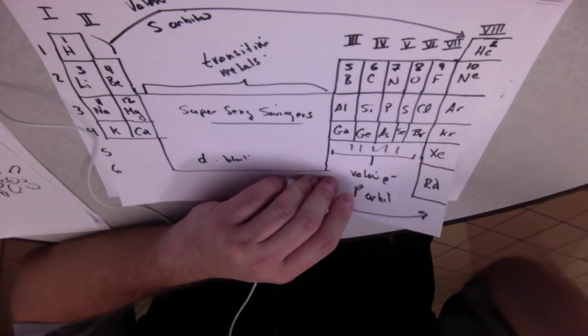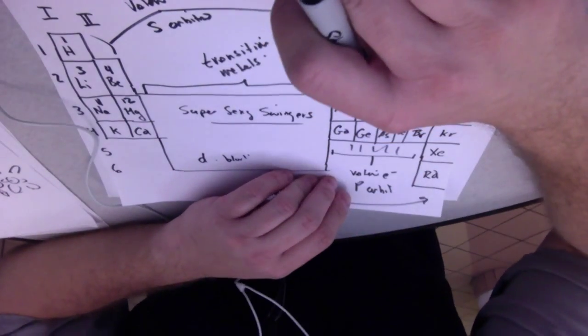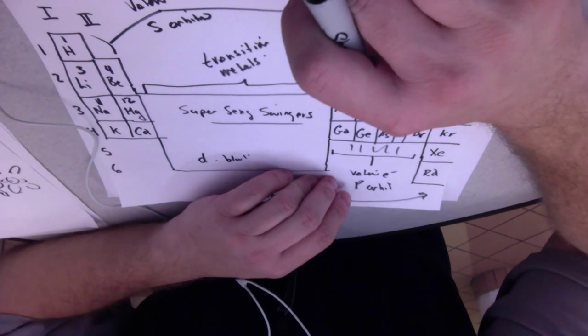is the fact that most elements do not have a full valence shell. I think I'm going to cut it off here, and then we'll pick it up in another video. All right, take it easy, Randy.